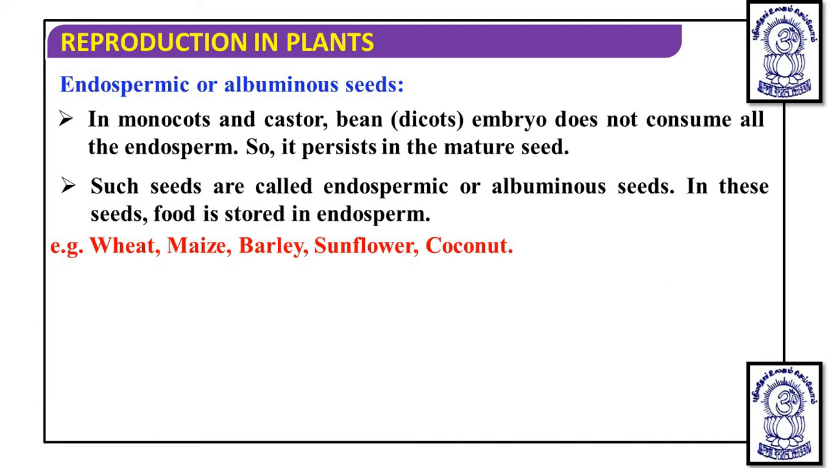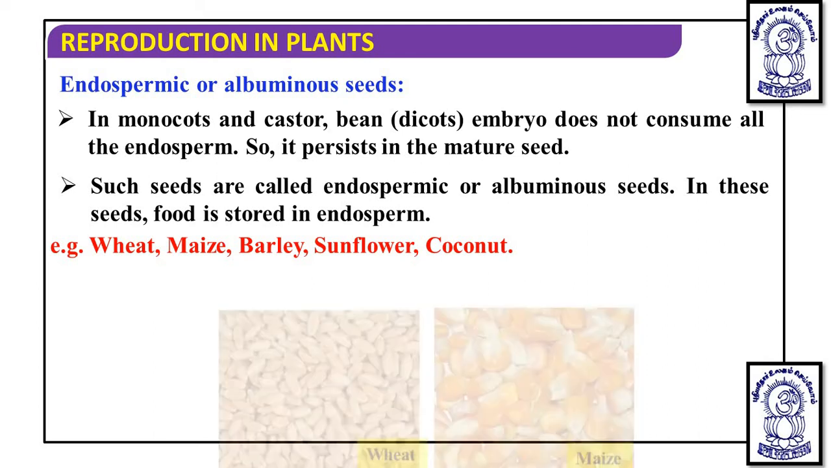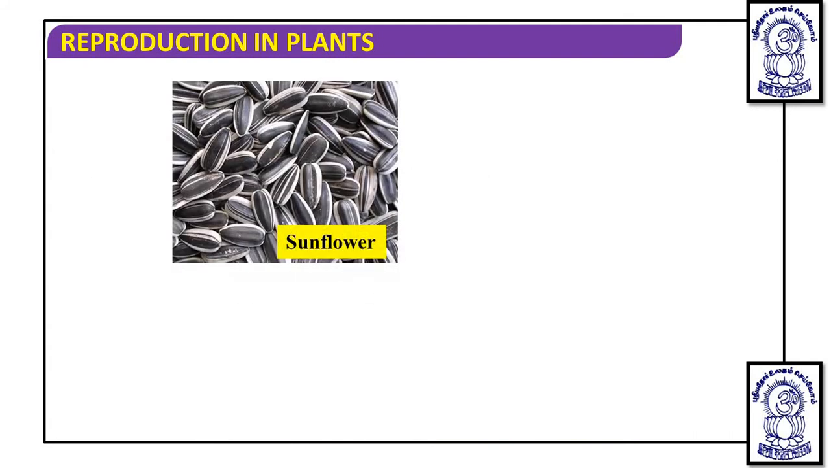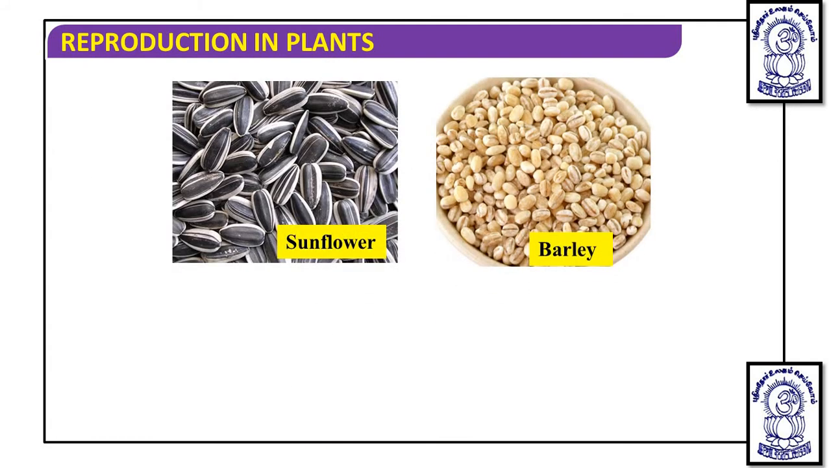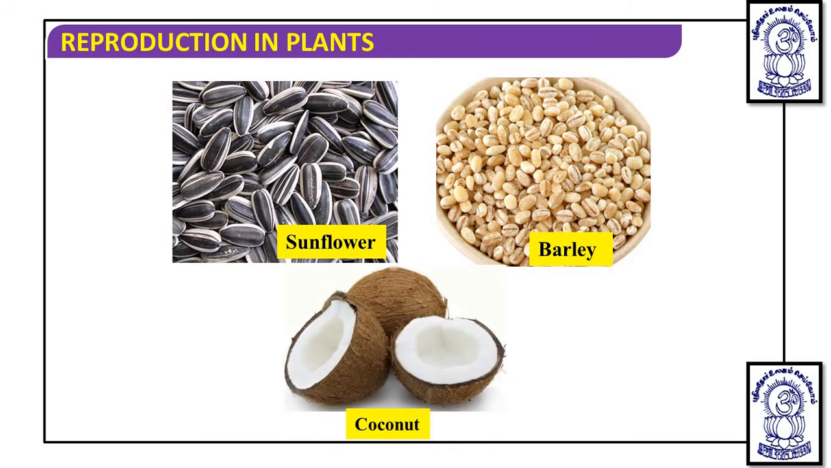Apart from this, in this seed the food is stored in endosperm. Now you can see the examples of endospermic seed like wheat, maize, barley, sunflower and coconut. Sorry, I wrote sunflower by mistake in non-endospermic seed. You remember this: wheat, maize, barley, sunflower and coconut are the examples of endospermic seed. Okay, so these are the particular ones.